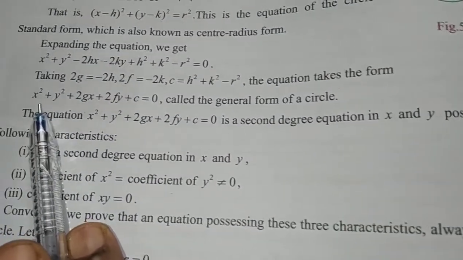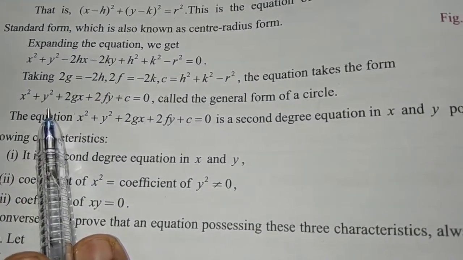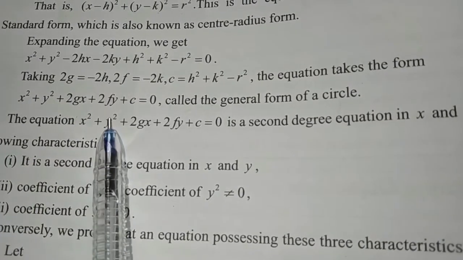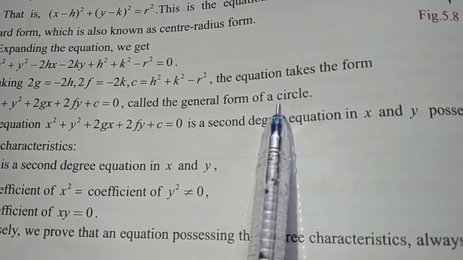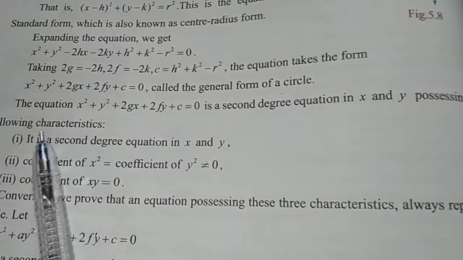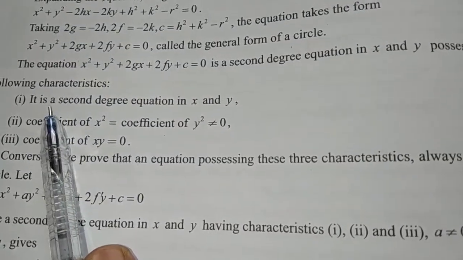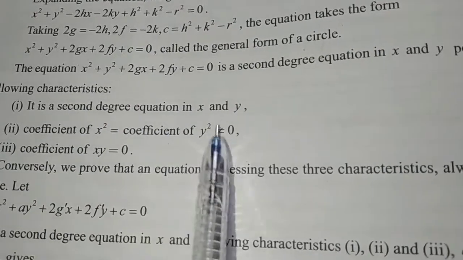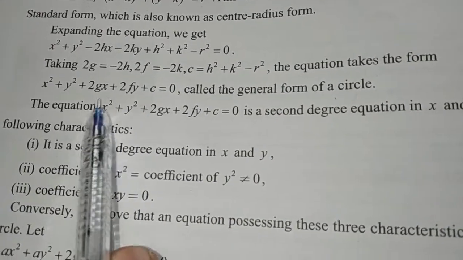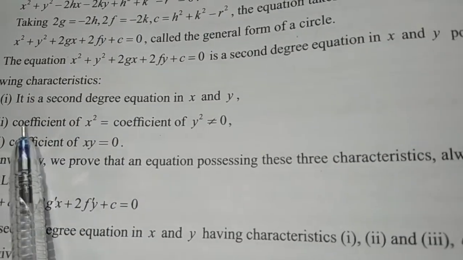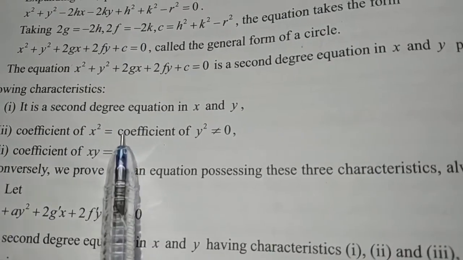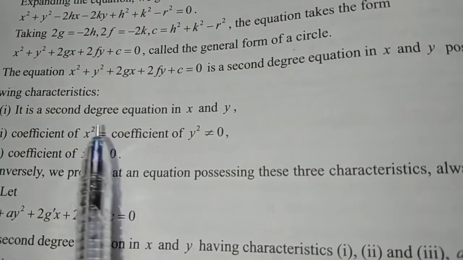The general equation of the circle is x squared plus y squared plus 2gx plus 2fy plus c equals 0. This is the general form of the circle. Now, some characteristics. It is a second degree equation in x and y. And the second point, the coefficient of x squared equals the coefficient of y squared, not equal to 0.